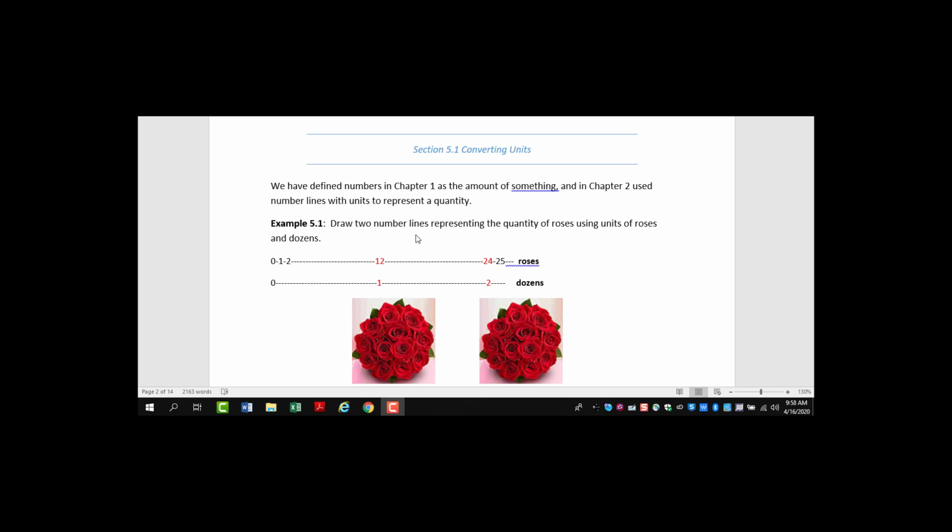So it says here, draw two number lines representing the quantity of roses using units of roses and dozens. So here's roses, and here's dozens. And things that line up vertically are equal, right? So 0 roses equals 0 dozen. And here 1 dozen equals 12 roses, and 2 dozen equals 24 roses.